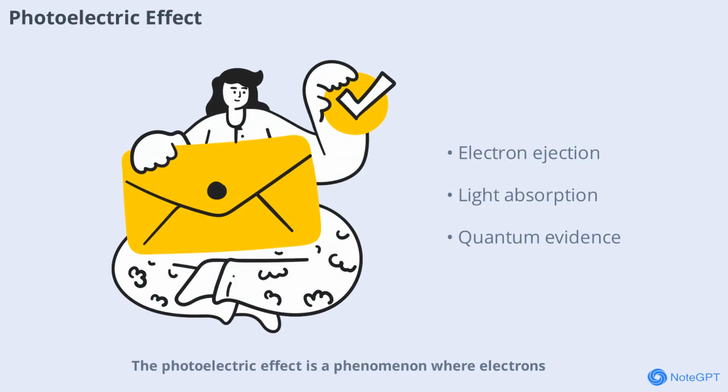The photoelectric effect is a phenomenon where electrons are ejected from a material when it absorbs light. This effect provided key evidence for the quantum nature of electrons and the existence of discrete energy levels in atoms. It's a classic experiment that helped shape our understanding of atomic orbitals.